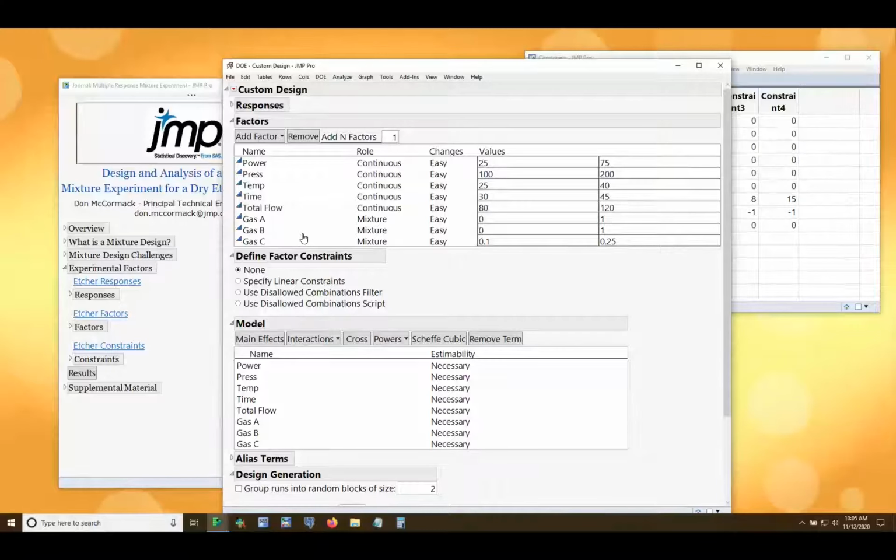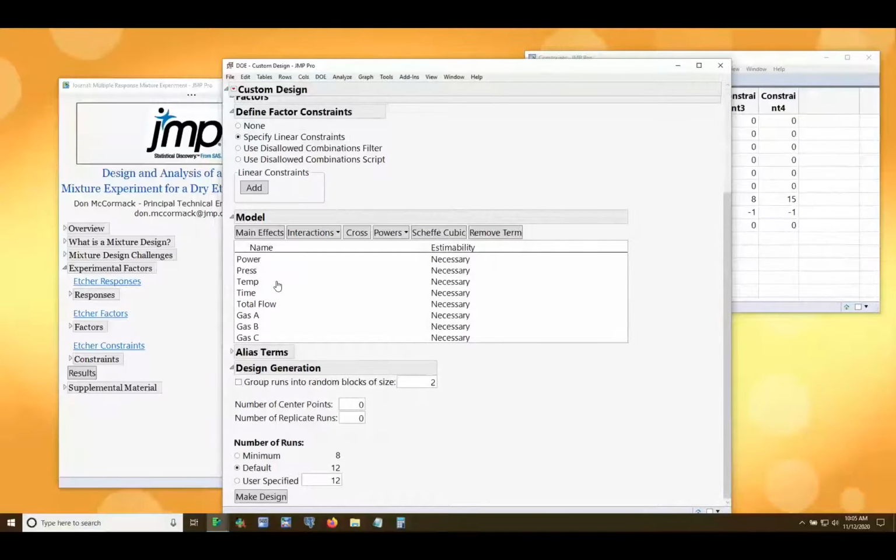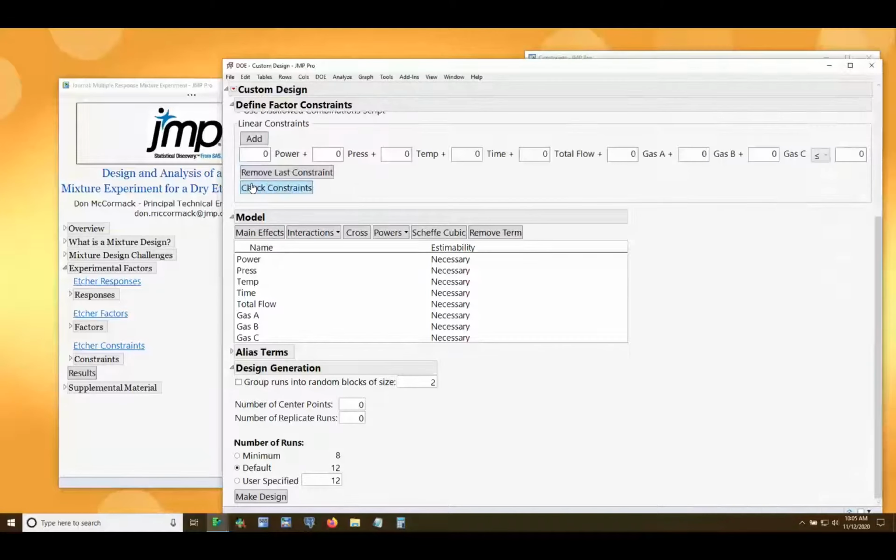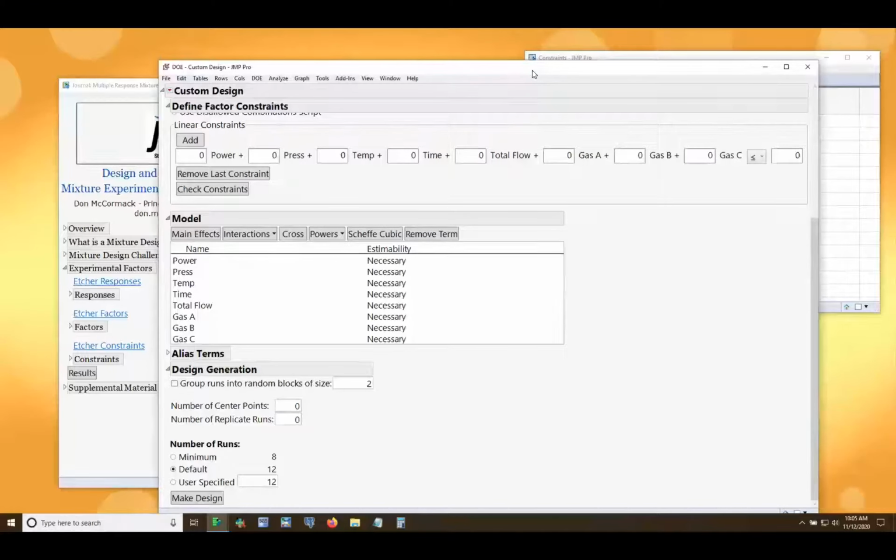So let's actually load the constraints too. And again, if I wanted to get these constraints by hand, I would just specify the linear constraint. I would add them, and then I would use those equations that I showed you earlier in terms of setting up my design, where -1 times gas A times 1/2 times gas B, and that is going to be less than or equal to 0.